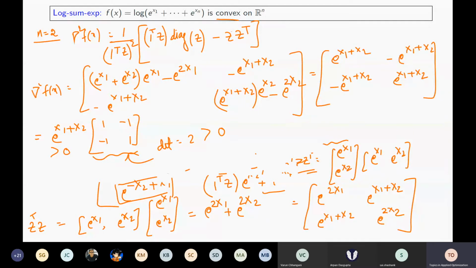The determinant is 0, sir. Okay, the determinant is 0, right? Yeah, the determinant is 0 actually here, because 1 and then minus 1. Okay, but it is still fine, right?